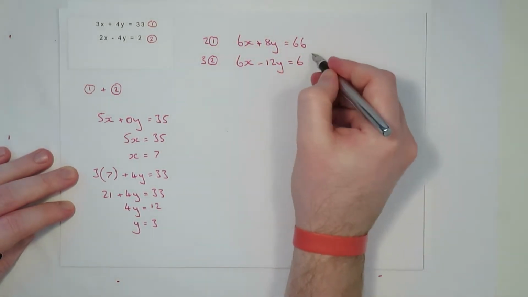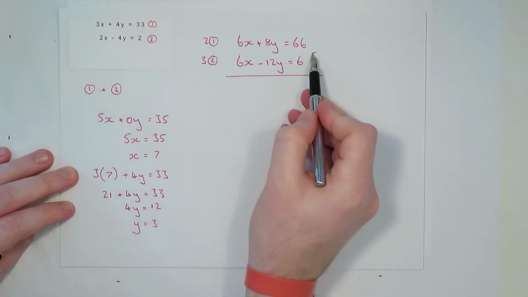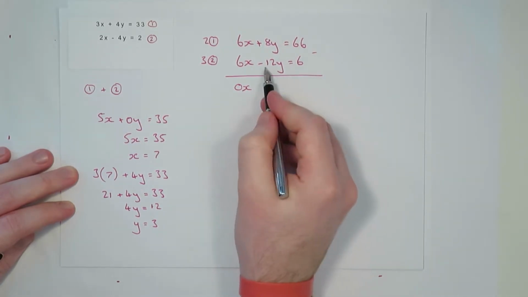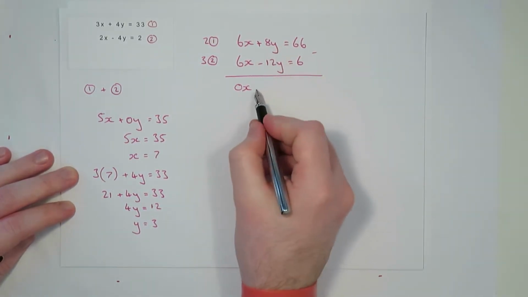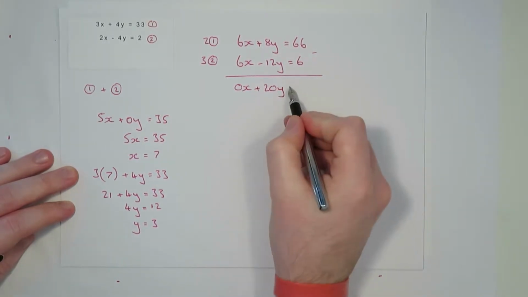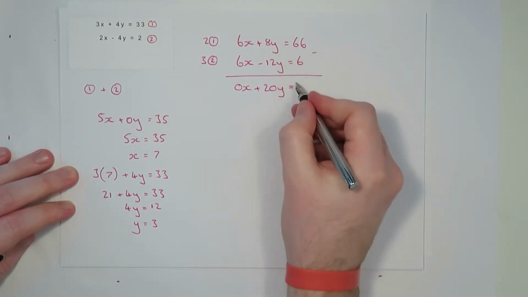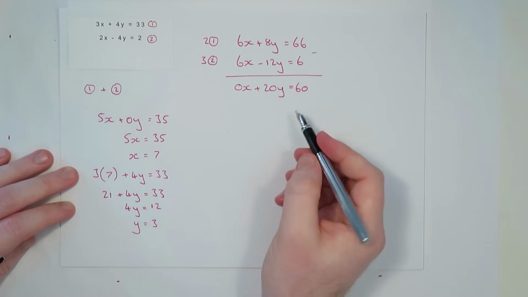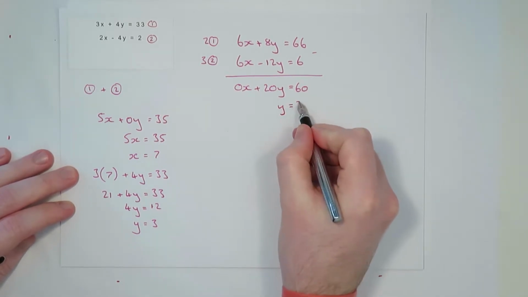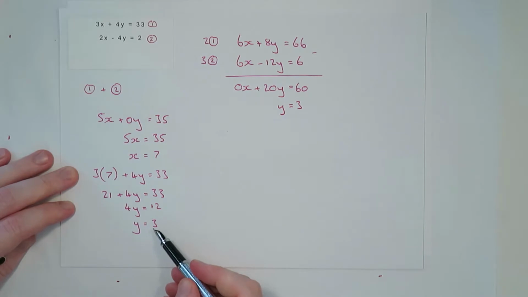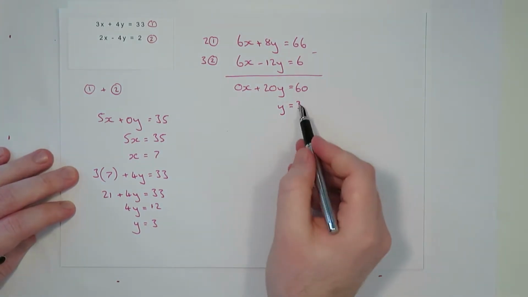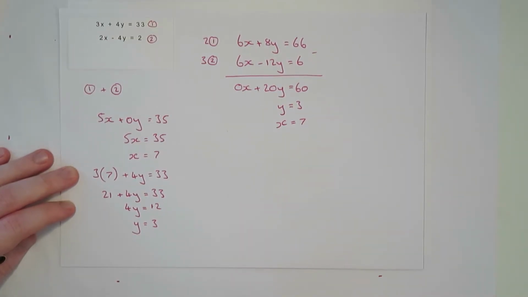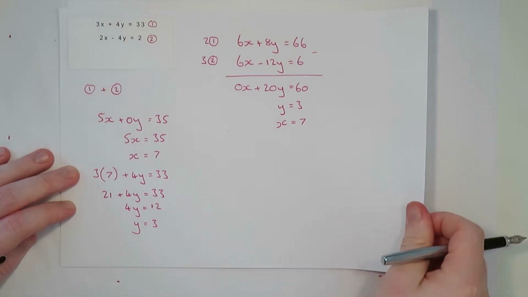And then here you would have to subtract these equations. So 6x minus 6x is 0x. 8y minus 12y, so that would become plus 12y. 8y plus 12y is 20y. And then 66 minus 6 is 60. Here then you can divide both sides of this equation by 20 and calculate that y is equal to 3. And then, as you can see here, earlier on we had that y was equal to 3. Substitute that back into one of the original equations and you will get x equals 7. So that's that example.